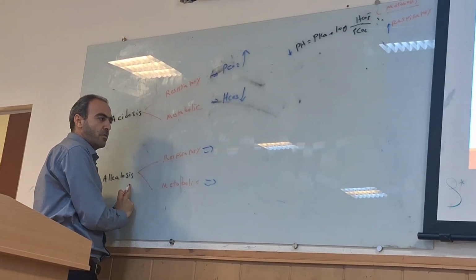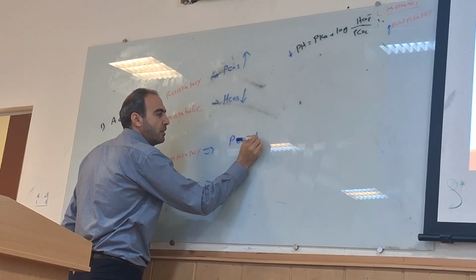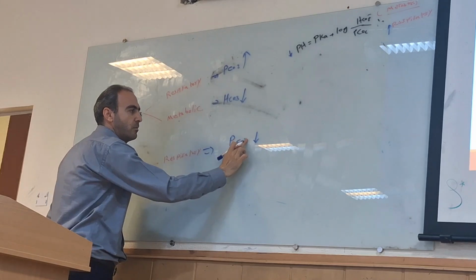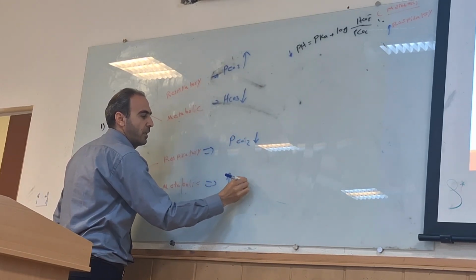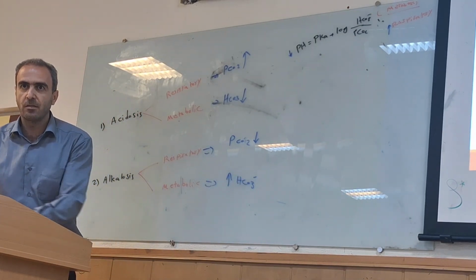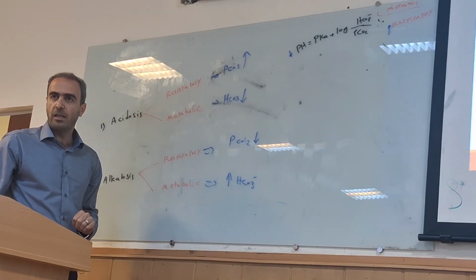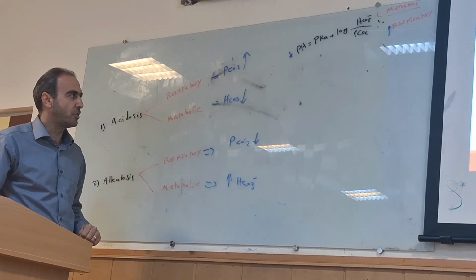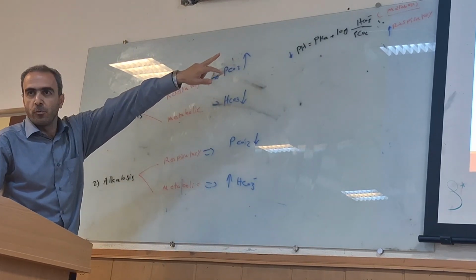For respiratory alkalosis, we have a decrease in PCO2 and increase in bicarbonate. They are the first changes which they have. But for compensation, we have to compensate by this formula.